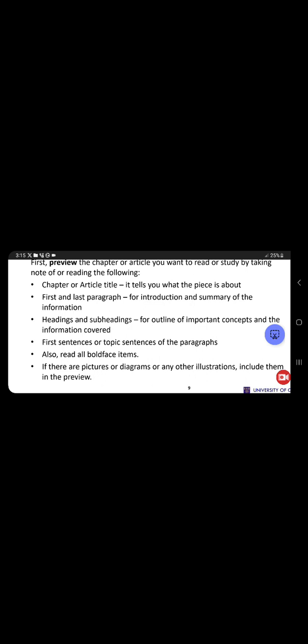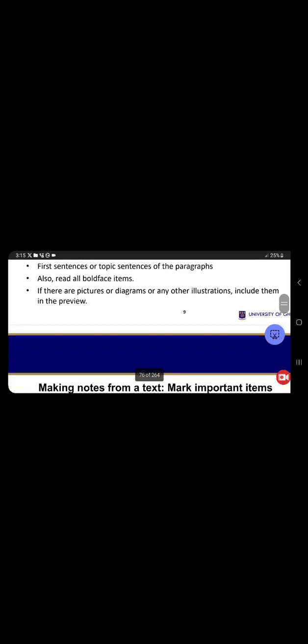And then the first sentences or the topic sentences of the paragraph, and you also read all boldface items. Okay, if there are pictures or diagrams or any other illustration, include them in the preview. So when you are doing previews, when you pay attention to all these things, reading all this information, and I ask you, you should be able to tell me something closer. If it is not the main idea, you should be able to tell me something closer to what the book or the article is about.